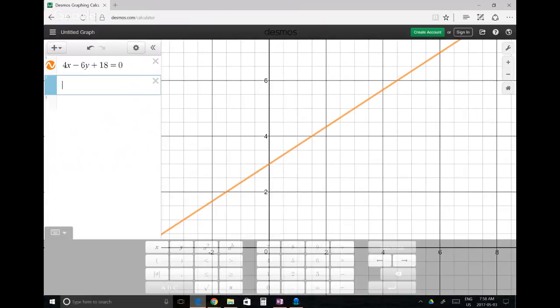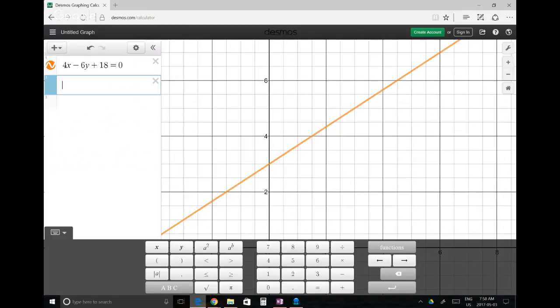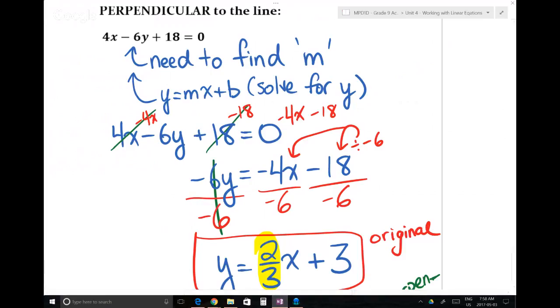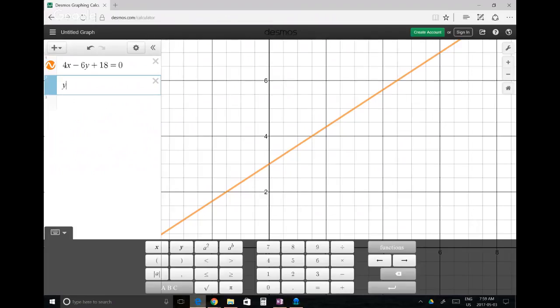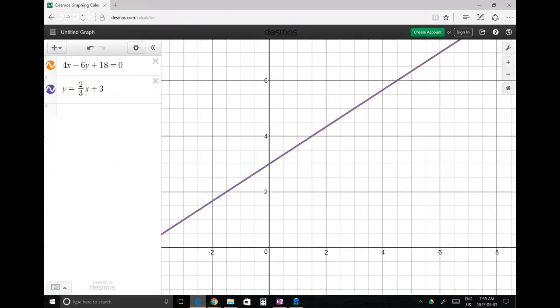You can see it. And my new one, I said, was what? By the way, I'm just going to put the rearrangement in. I'm going to put this line in to show you it's the same line, if we've done it right. So y equals 2 over 3x plus 3. And you can see those lines are the same line. All we did was rearrange that.